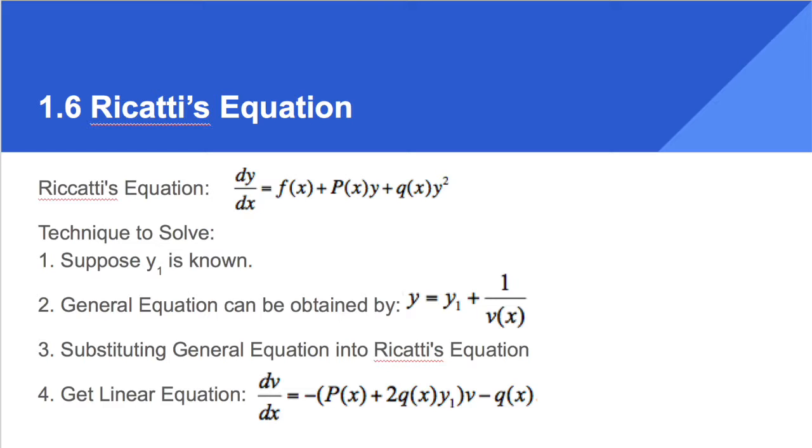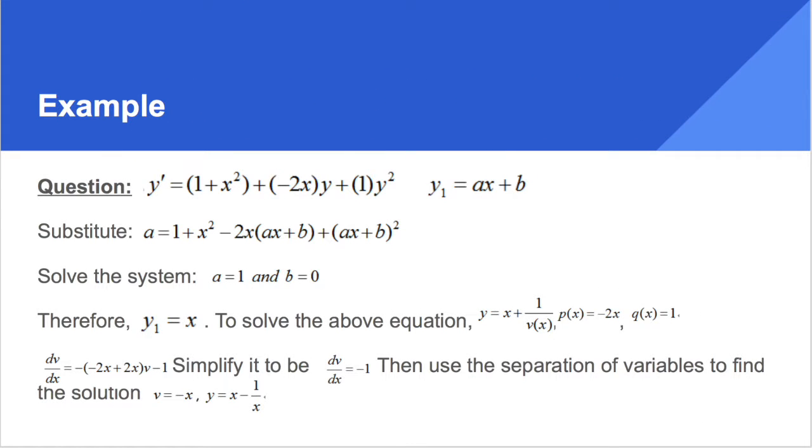Third, you substitute the above equation into Riccati's equation. Then, you can get a linear equation, which is dv/dx equals negative (p of x plus 2q of x y1) times v, minus q of x. Now, let's see the example of Riccati.